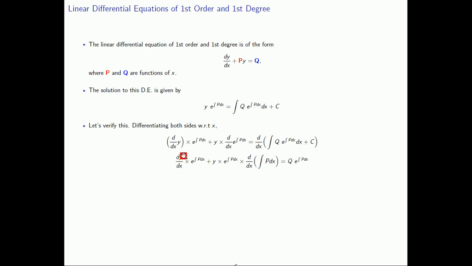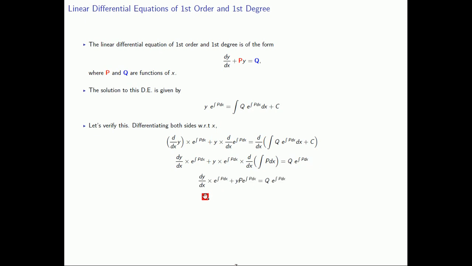Now the first term will be as it is. In the second term, you need to apply the chain rule. So it will be e raised to integral p dx because derivative of e raised to x is e raised to x into derivative of that exponent, which will be integral p dx. And on RHS, it will simply be q into e raised to integral p dx because this differentiation will cancel this integration or nullify its effect, and d by dx of constant is 0.